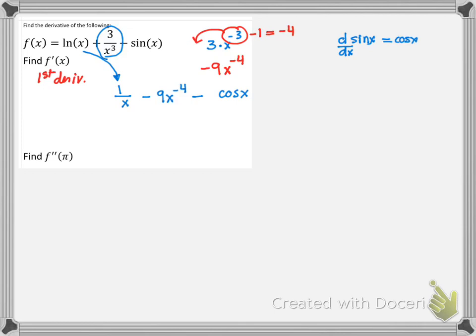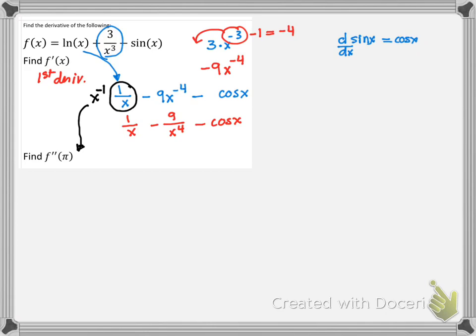We could rewrite it as 1 over x minus 9 over x to the 4th minus cosine of x. But actually, it's more convenient to keep it the way it was, and to take this 1 over x and turn it into x to the negative 1 because of where we're going next.